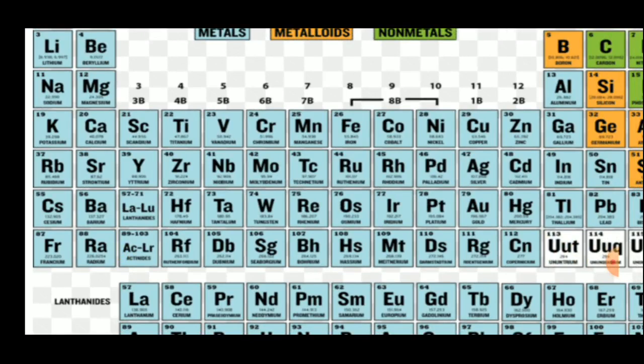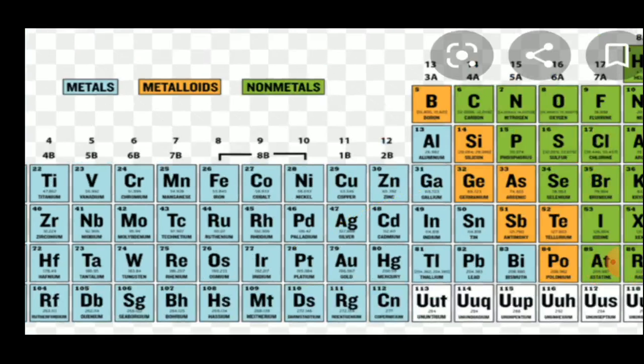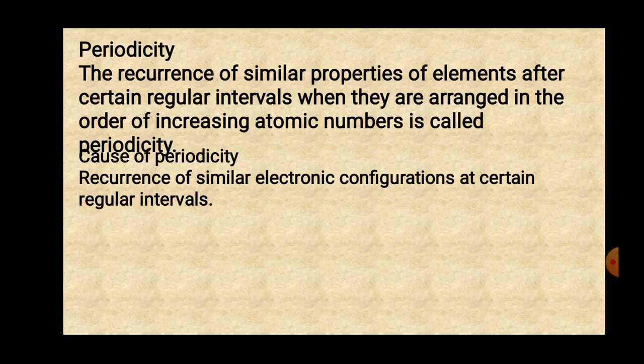The outermost shell has 2s1, 3s1, 4s1, 5s1, 6s1. So it is a repetition of the electronic configuration. Only the number changes, but s1, s1, s1 remains the same. So it is nothing but a repetition of similar electronic configuration. This is the reason for the periodicity.